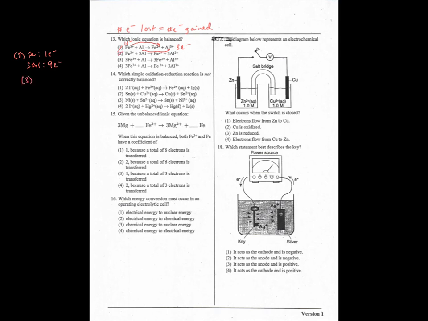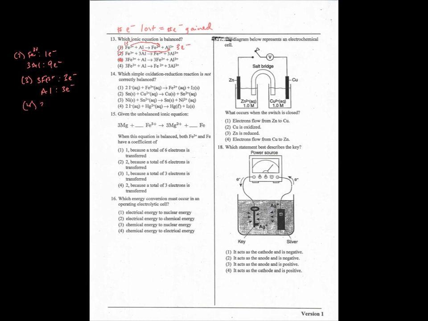Choice 3. Here we have 3 Fe3+ going to 3 Fe2+, so that's 3 electrons, and 1 Al only requires 3 electrons. So that is true, that is balanced. But let's check with choice 4.